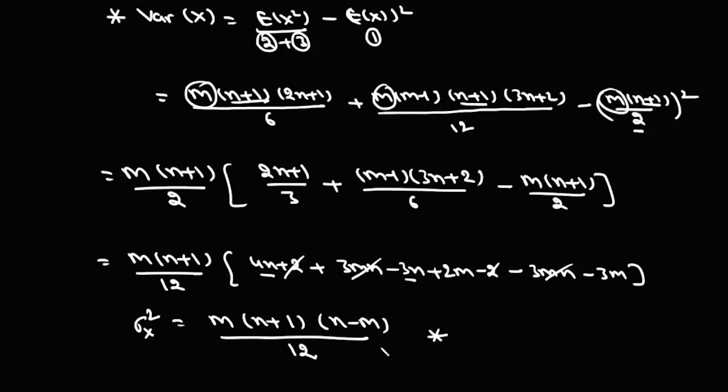Now once you have learned this, you'll be able to solve many more questions, such as find the variance of the sum of k randomly drawn numbers from 1 to n, or in a box there are n balls numbered from 1 to n, and we have selected m balls.